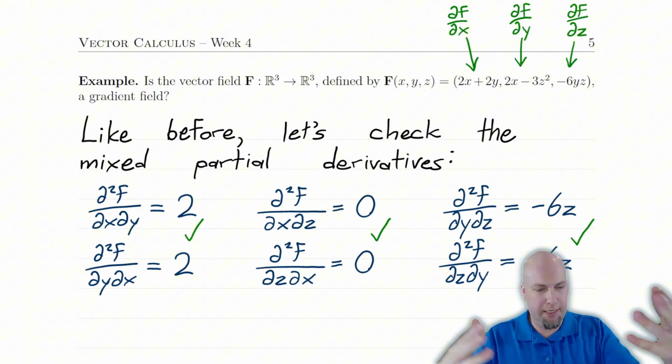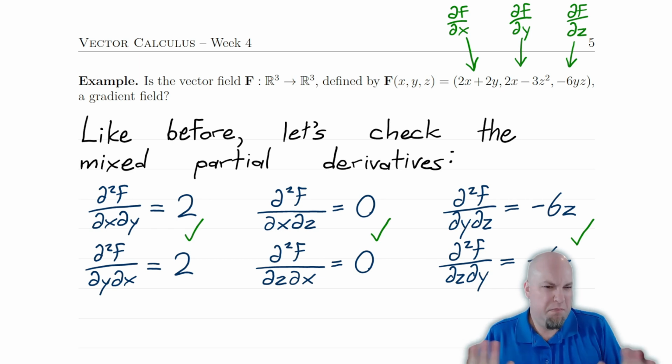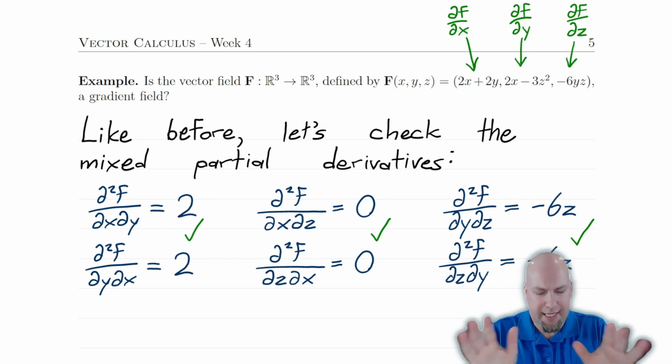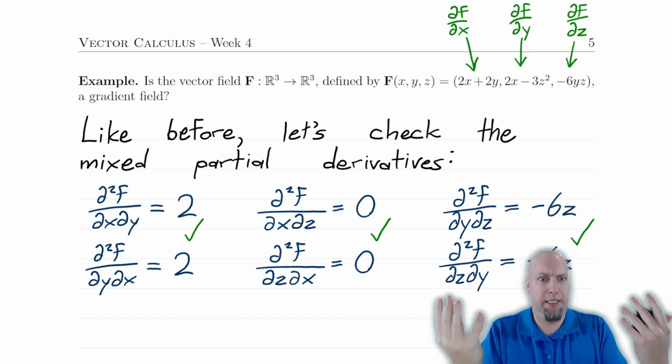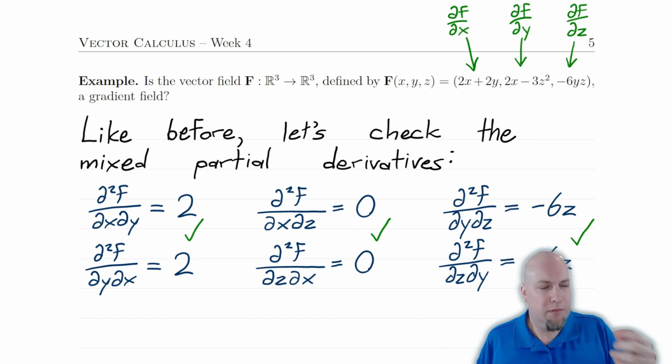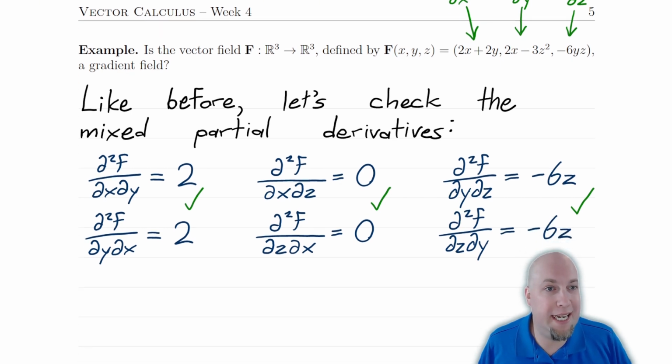But for now, once we've done this check, maybe we're not convinced. Maybe we're thinking, even though this passed, how do I really know it's a gradient field? Well, fortunately, you can find the potential function, and the way you find it is just by integrating.